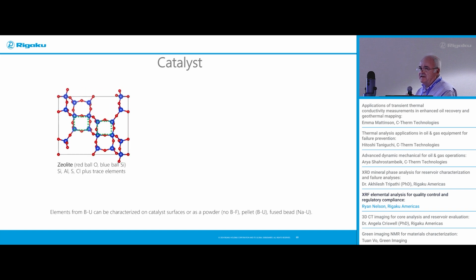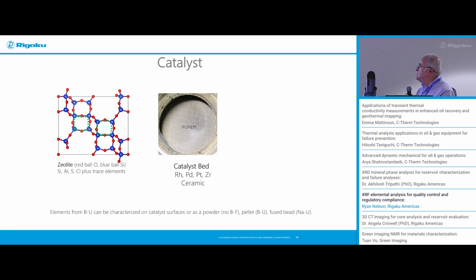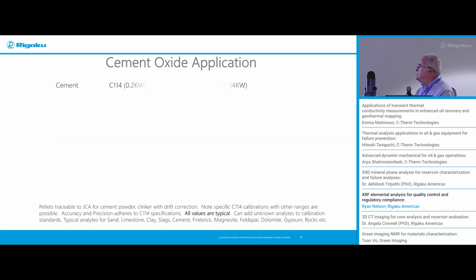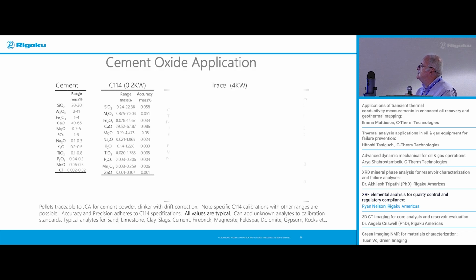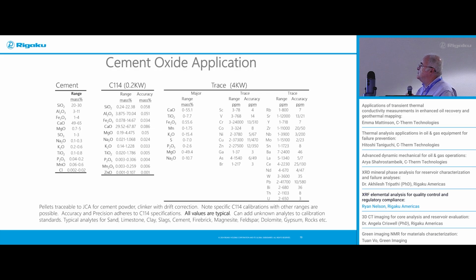Catalyst, of course, that's on the characteristic lines of the tube. So we need the filter to remove that, right? Another application. Cements, of course, very well understood with the bulk calculations. So a 2 kilowatt typical range, accuracy. Of course, that has to follow the C114 spec. And then trace is also another built-in package that can do this type of application.